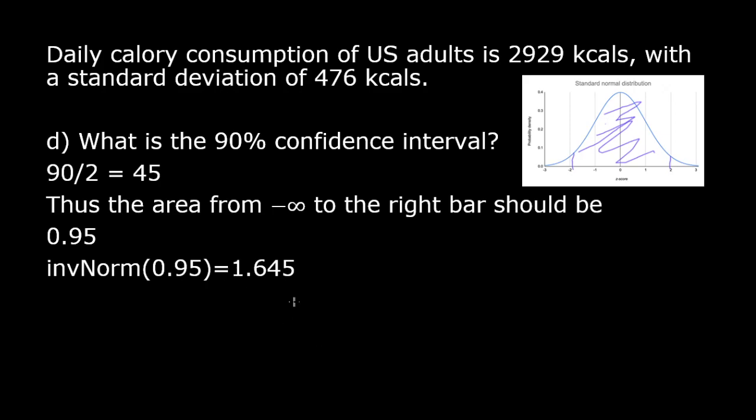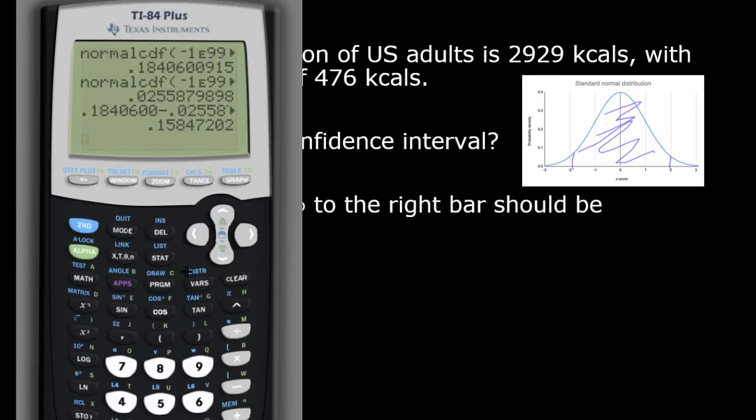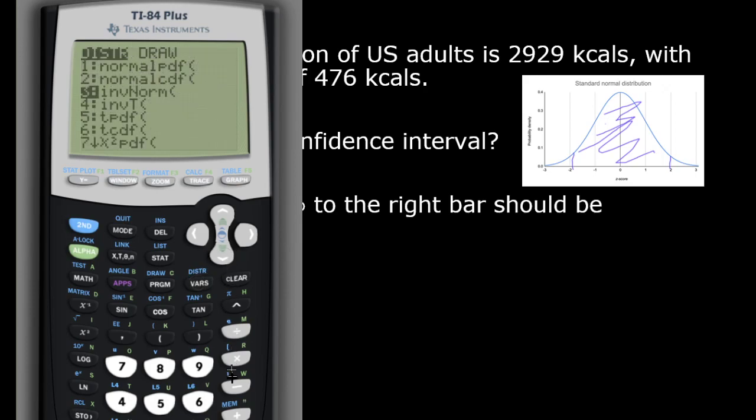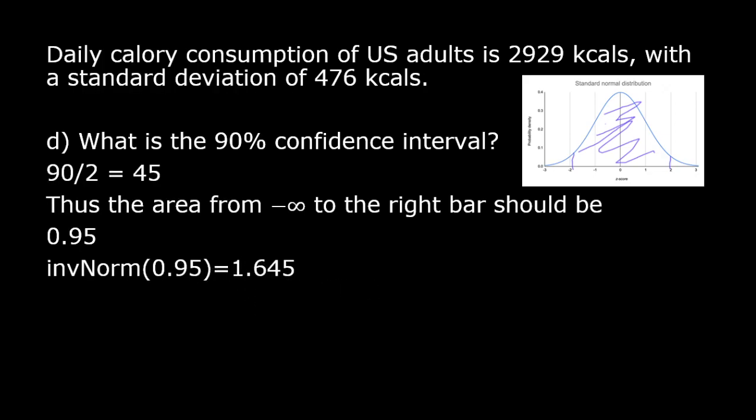But this time, let me show you how to use the calculator. In the calculator, you can use the inverse norm. It's the same as before: you press second, vars, go down and use the inverse norm. For the area, what do we want? We want the 95th percentile, right? Don't touch the mu and sigma, just paste that. It gives you the z-score needed for the 95th percentile, and rounded it would be 1.645. So that's how I got this 1.645.